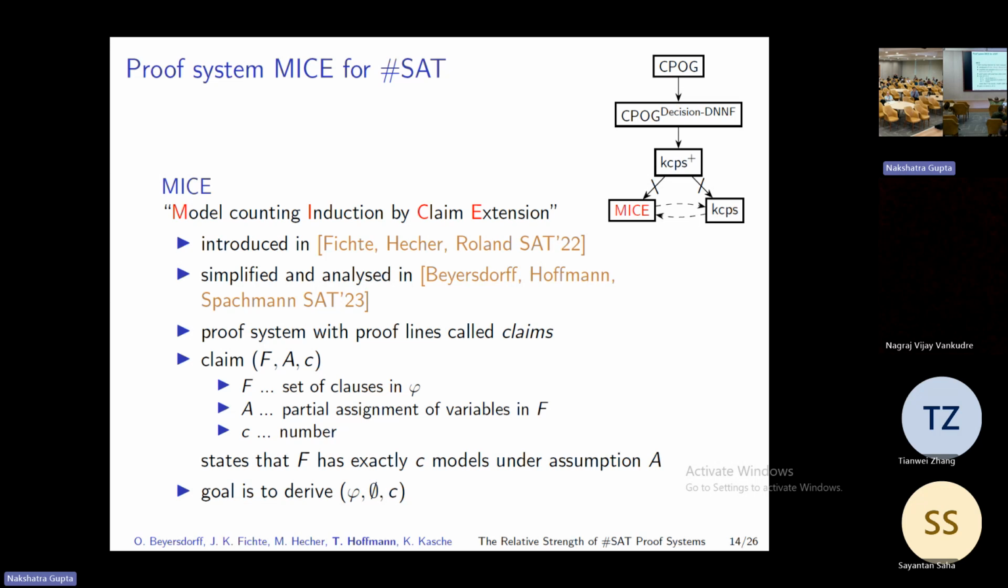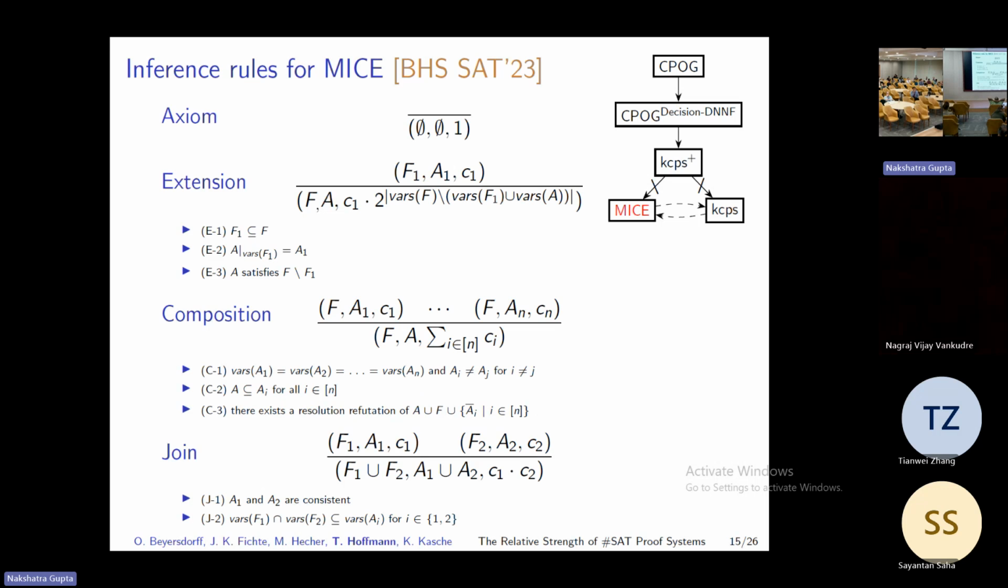Our goal is to derive this claim somehow, because if we can derive this claim, then we know that the formula phi has exactly C models, and we are done. So the interesting thing is, how can we derive these claims? For that, we have 4 different rules here. First of all, we have an axiom rule, which is just a rule we usually start a proof with. Then we have an extension, where we can make our formula a bit larger.